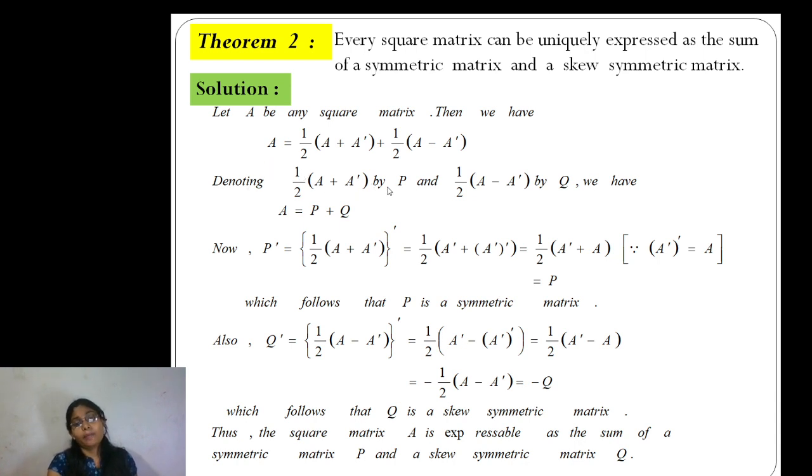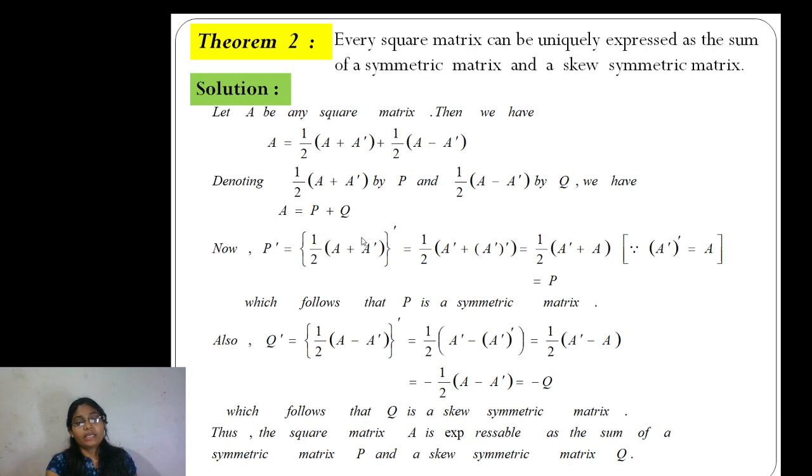Denoting half into A plus A dash by capital P, and half into A minus A dash by capital Q, we have capital A equals P plus Q. Now P dash equals half into A plus A dash whole dash, that means transpose. I am finding P transpose: P transpose equals half into A plus A transpose whole transpose.